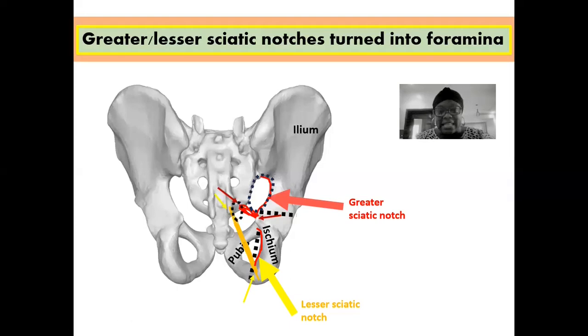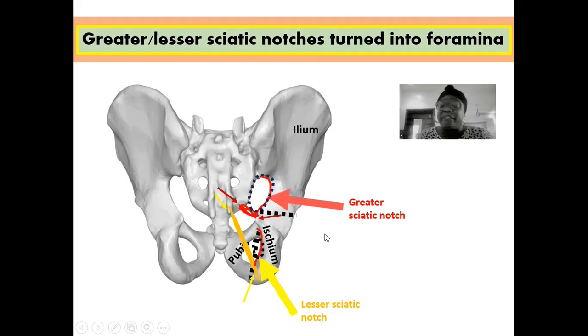And this is what is said to be carved out here, also in dotted blue. So you see how these two notches, the greater sciatic notch and the lesser sciatic notch, are being transformed into the greater and the lesser sciatic foramina. And these foramina are created because of these two ligaments, the sacrospinous ligament and also the sacrotuberous ligament. We've tried to illustrate how this transformation occurs using this illustration.